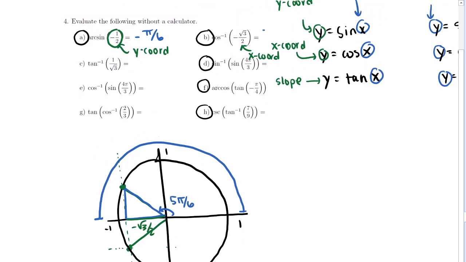So here this is 5 pi over 6. All right, now what about sine inverse of sine of 4 pi over 3? You might guess that here we've got a function and its inverse composed together, and that they will undo each other.